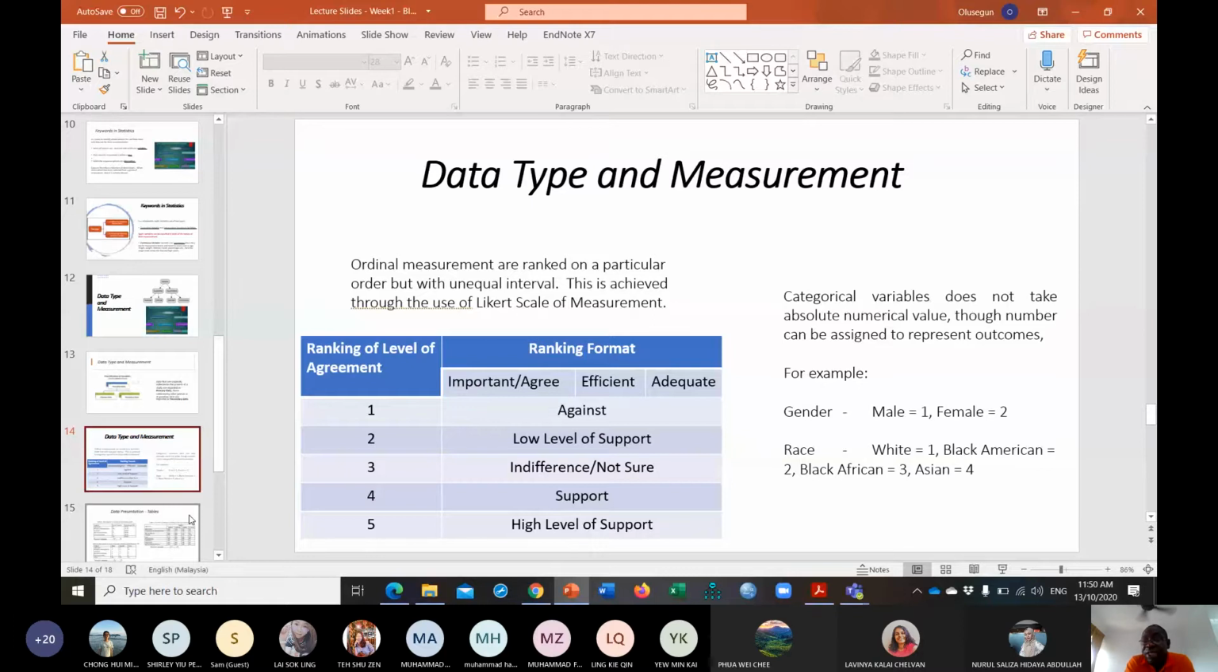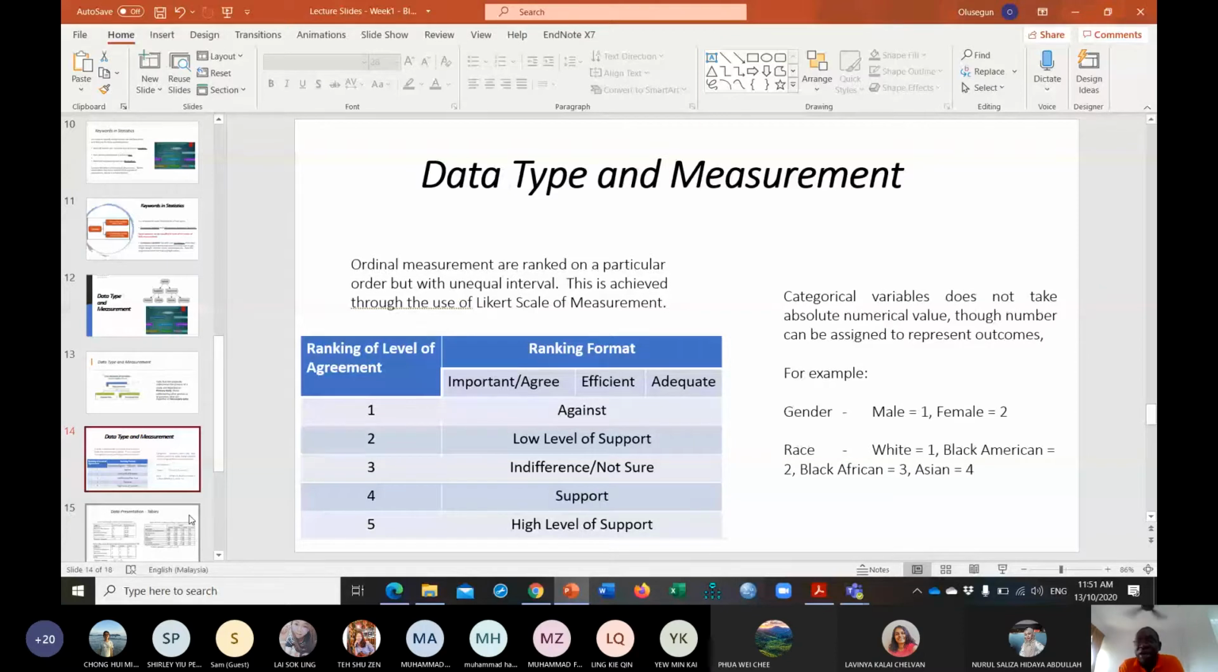But if it is for categorical variables, whatever ranking you have given, no one is greater than the other. In the Likert scale, you can see that 1 is greater than the other, but the only thing is that in between each ranking, the distance is not equal. So you cannot say the difference between against and low level is the same thing as the difference between support and high level of support. But at least we know that 2 is better than 1, 4 is better than 3, 5 is better than 4.